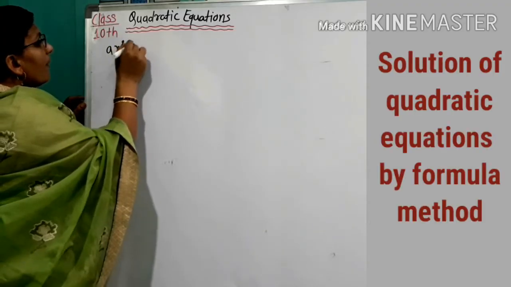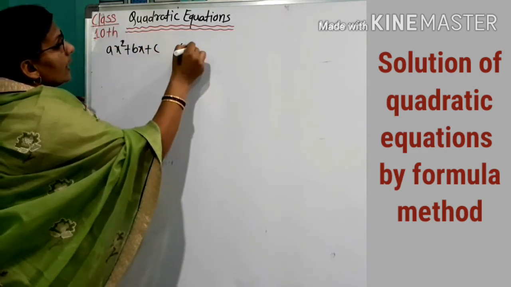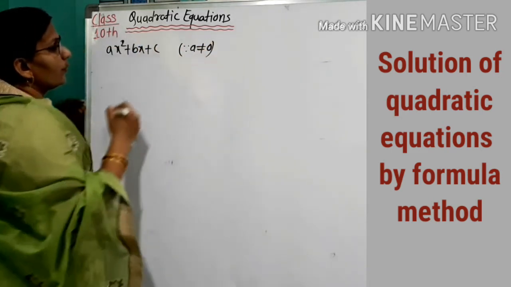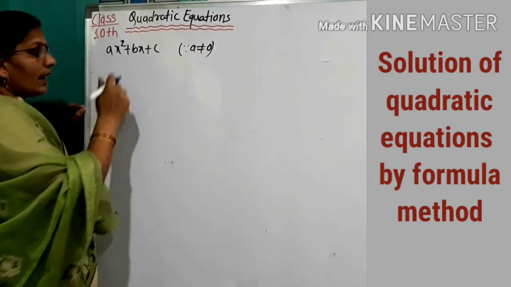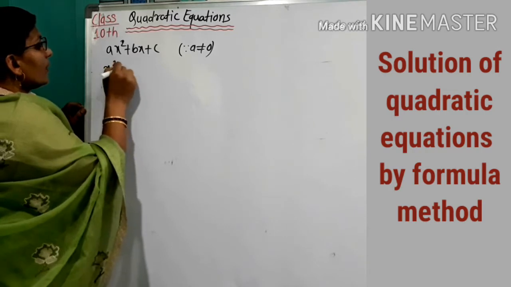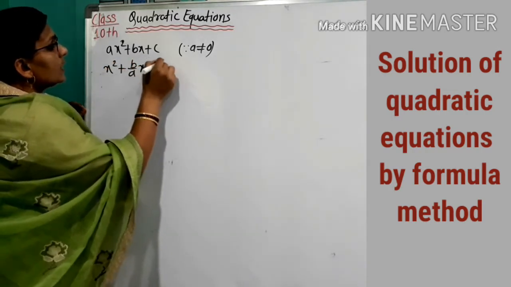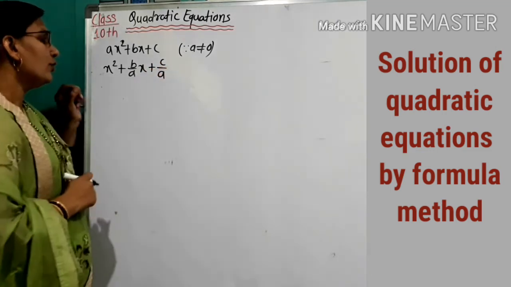x square plus bx plus c, since here a is not equal to 0. Dividing this polynomial by a, we have x square plus b upon a into x plus c upon a.